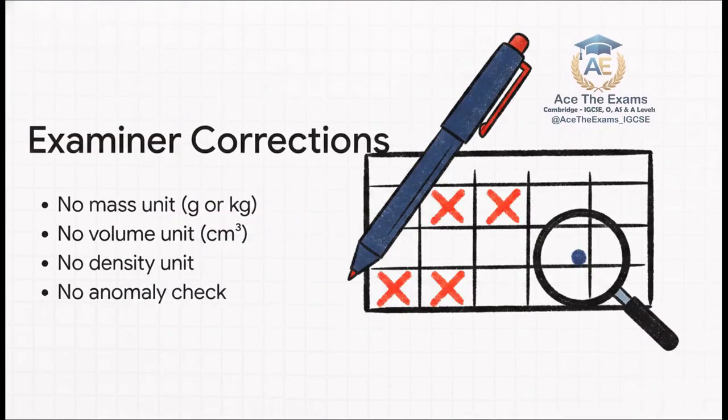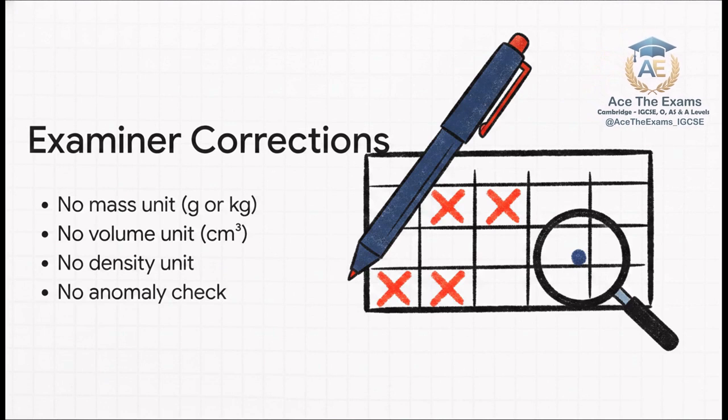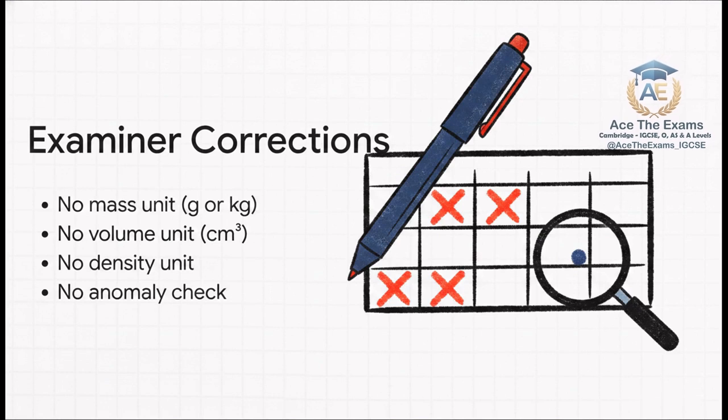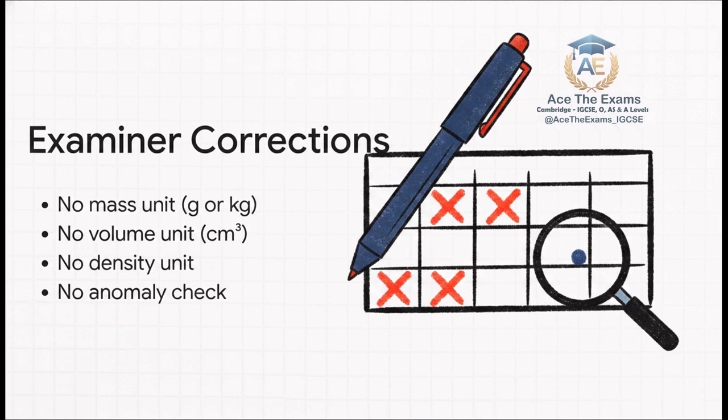Boom, the examiner strikes immediately. And here is exactly why. The table is a complete disaster of missing units. You have a naked number 450 for mass. Is that grams or kilograms? Volume is missing cubic centimeters. Density is missing grams per cubic centimeter. Literally, the only correct entry is the 10 Newton for resultant force. Plus, there is a total lack of uncertainty checks or repeat readings to spot any anomalies. This is exactly how top students drop a whole grade boundary on practical questions.